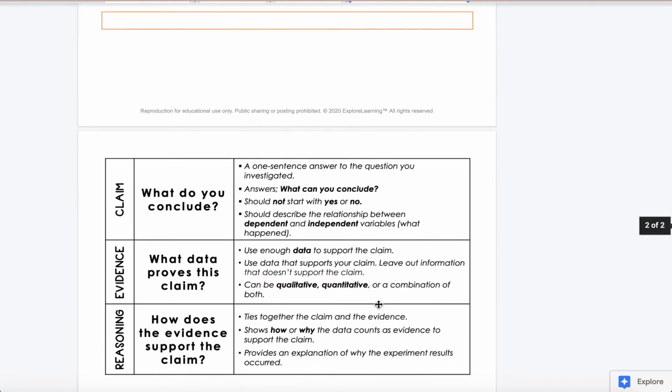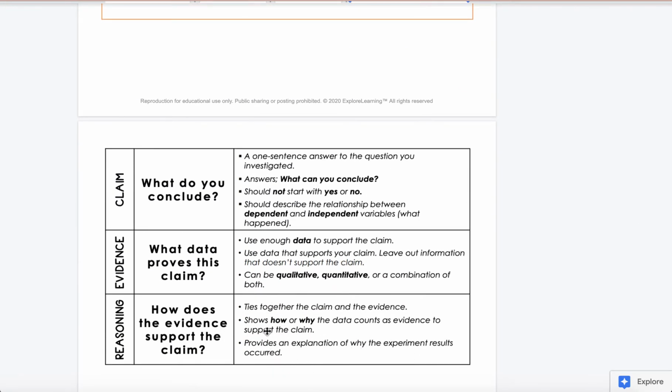And lastly, you also want to tie it up with the reasoning, okay? Reasoning, you can explain, well, why does sweat increase when air temperature increases? So you can explain why in a sentence to tie up claim and evidence. So make sure you have all 3 parts: claim, evidence, and reasoning.